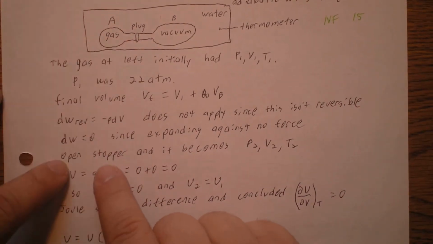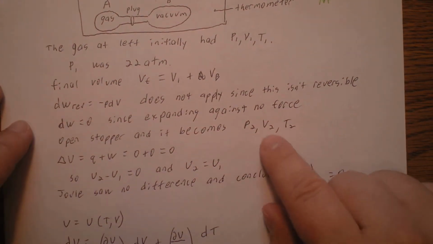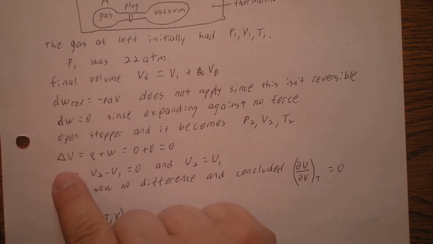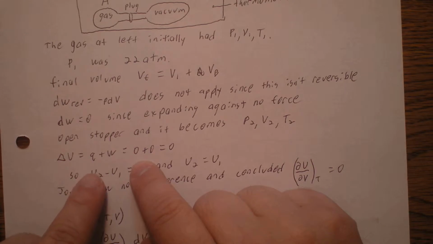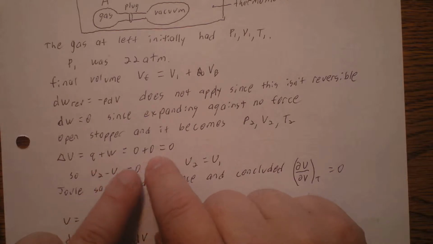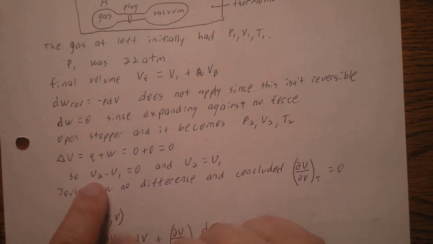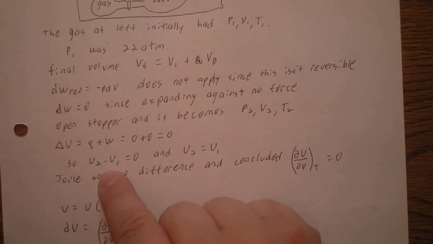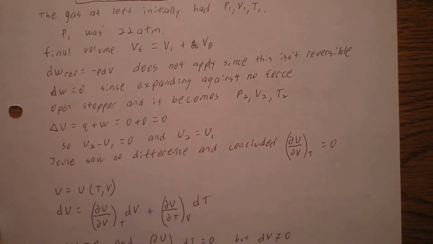So like I said, this plug, or stopper, opens up, and then we end up with pressure 2, pressure at state 2, V2, volume at state 2, and T2, temperature at state 2. Now the change in internal energy is always Q plus W. We said it's adiabatic, so Q has to be 0. And we said the work has to be 0. Therefore, the change in internal energy is equal to 0. So that means U2 minus U1 is equal to 0. The internal energy at state 2 minus the internal energy at state 1 is equal to 0. Therefore, we can say that the internal energy at state 2 is equal to the internal energy at state 1.